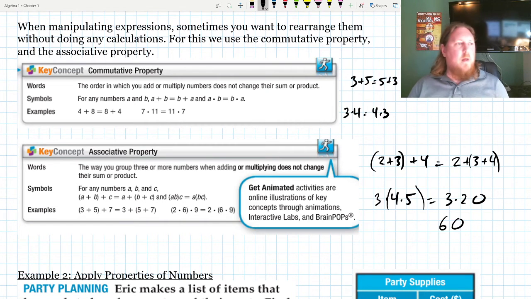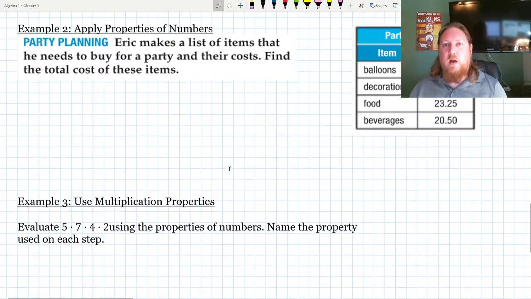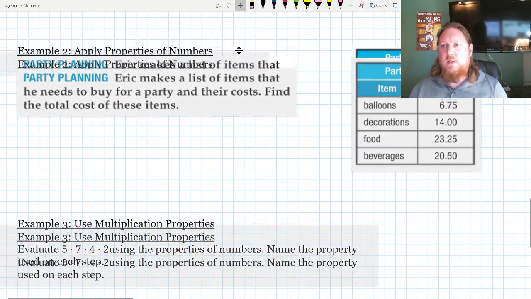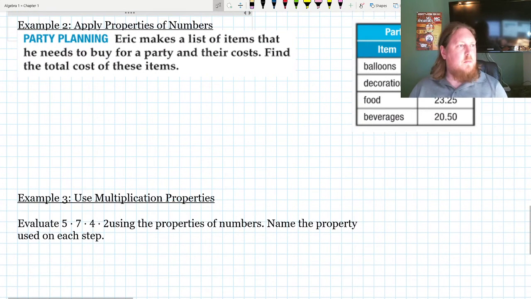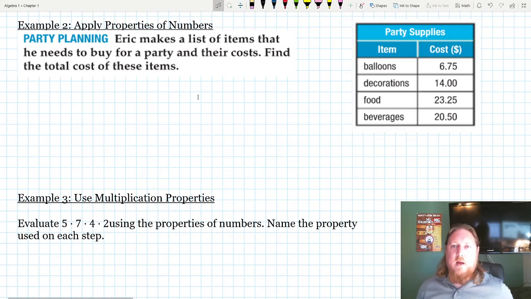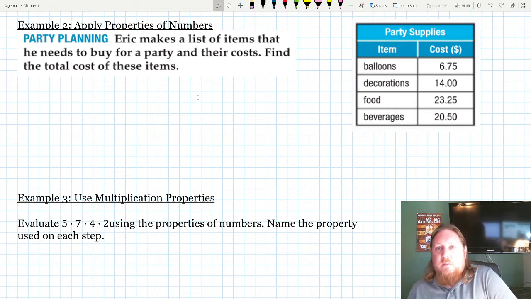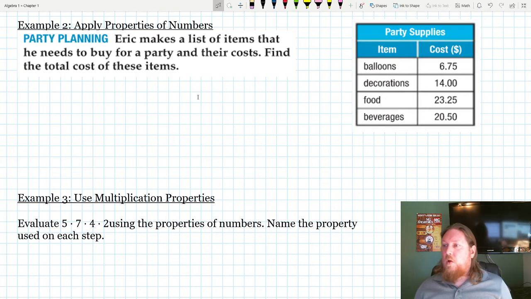All right. Now, I'm going to go on to the next example here, and we're going to do some party planning, actually. And I'm going to have to move my video out of the way here, so that you can see the table. All right. So, example 2, applying properties of numbers. Eric makes a list of items that he needs to buy for a party and their cost. Find the total cost of those items. So you can see this table here on the side.